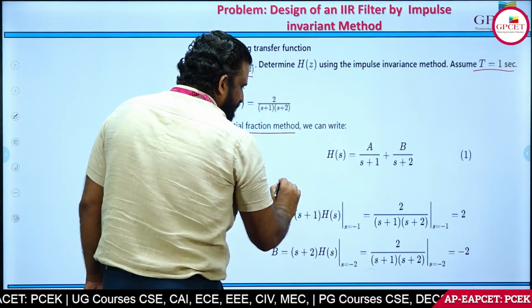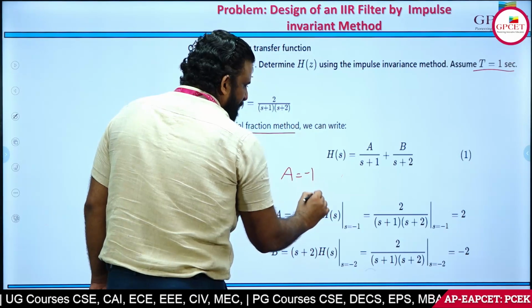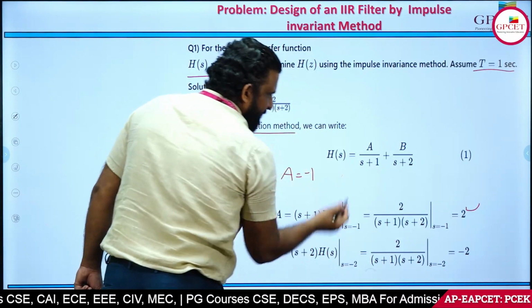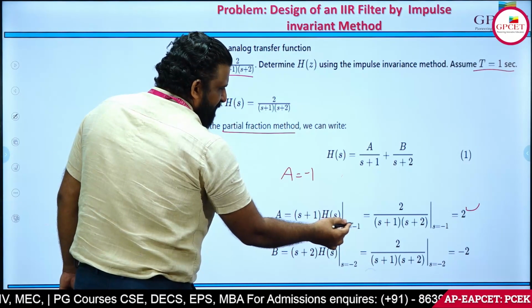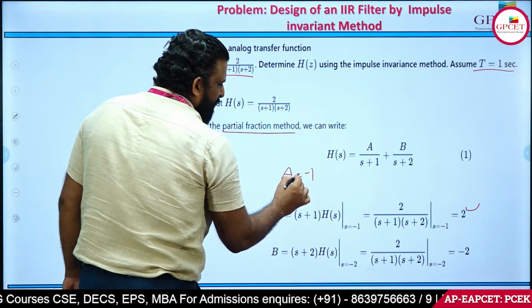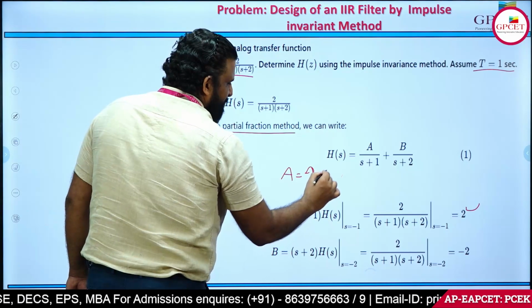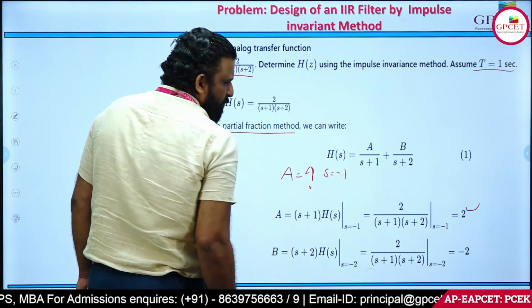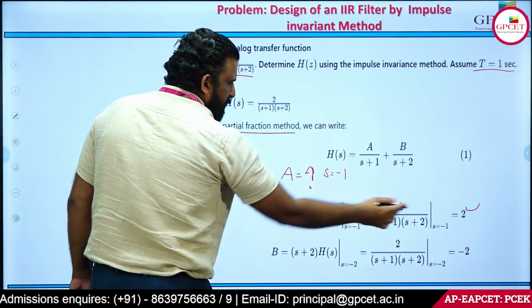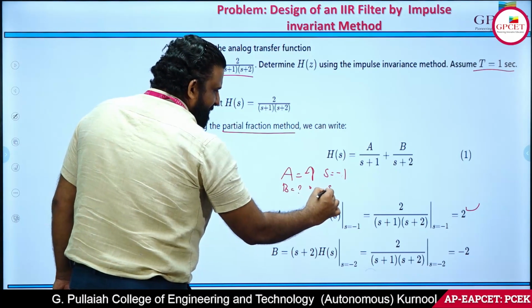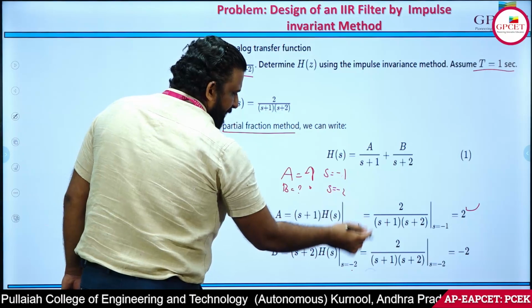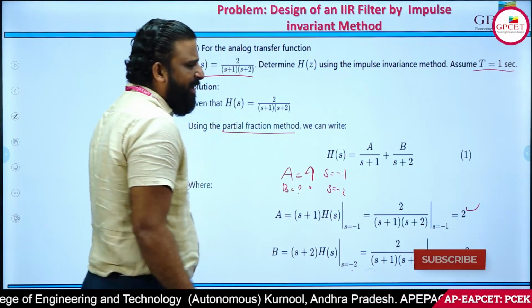For that, first, to find the value of A, I am substituting s = -1, so that I got A = 2. Similarly, to find the value of B, I am substituting s = -2. By doing that, I got the value B = -2.